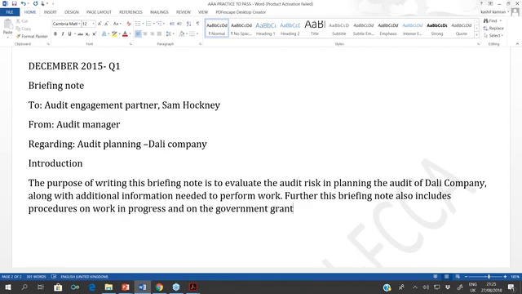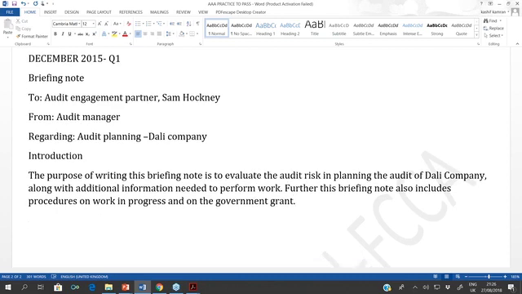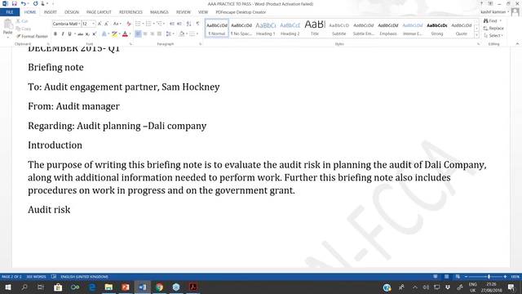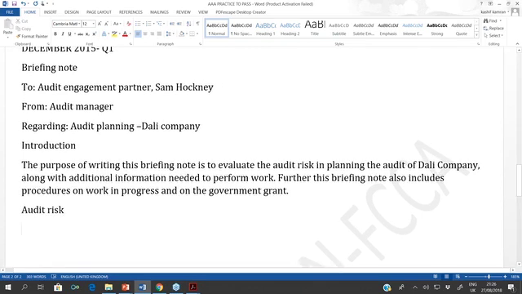Now, once you wrote the introduction, you have to come down with the first heading. The first heading is audit risk, evaluate the audit risk. So I will give the first heading, which is audit risk. Now let's try to identify audit risk. I have 18 marks, so I have to identify 9 audit risks. Okay, let's start reading the case and let's see how we can identify 9 audit risks from the case study.